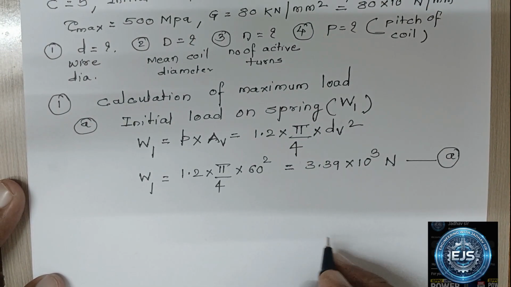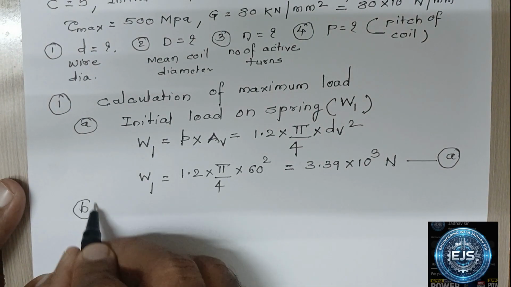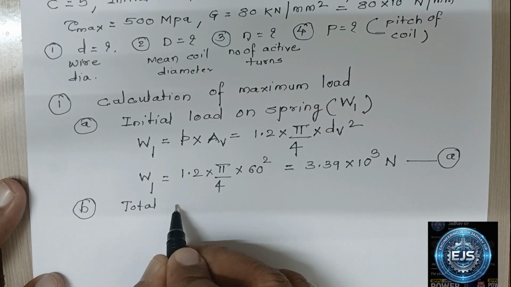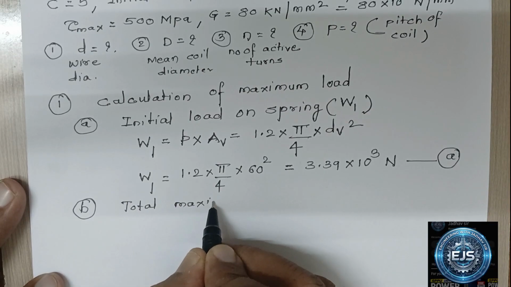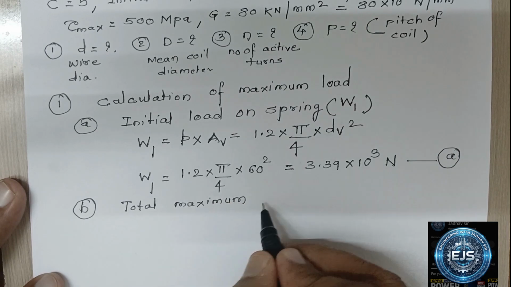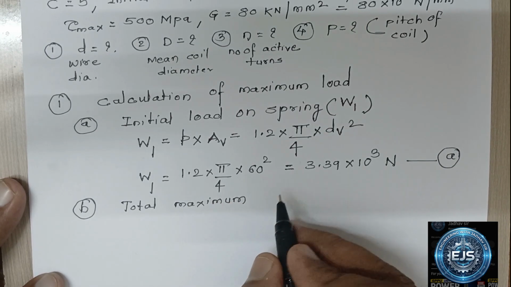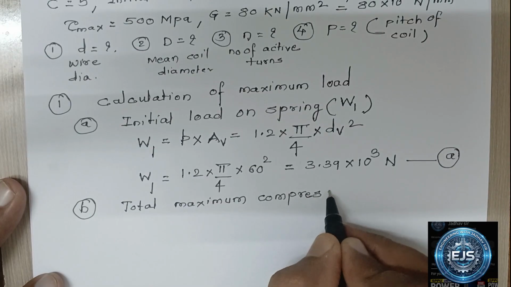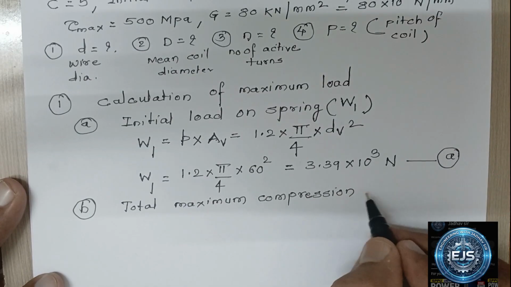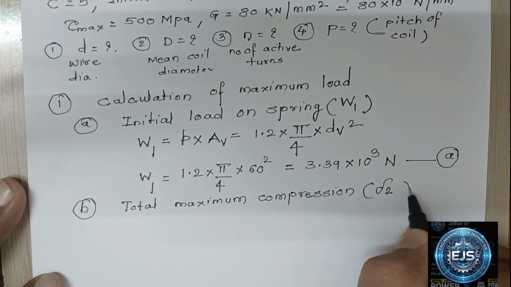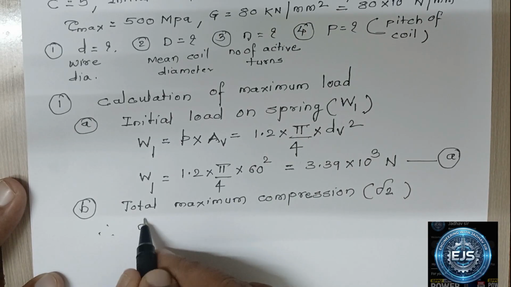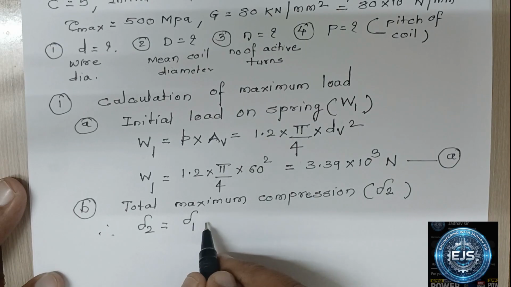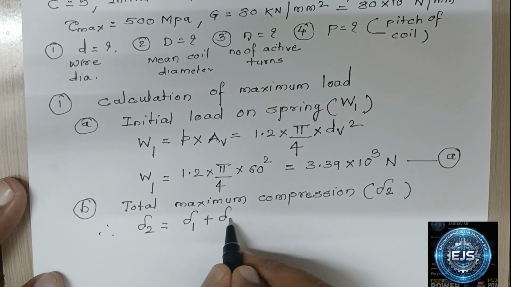Now we have to calculate the maximum compression of the spring. Initial compression is delta 1. Now we have to calculate the total maximum compression of the spring, it is delta 2. So delta 2, maximum compression of the spring, is calculated as initial compression plus lift of the wall.